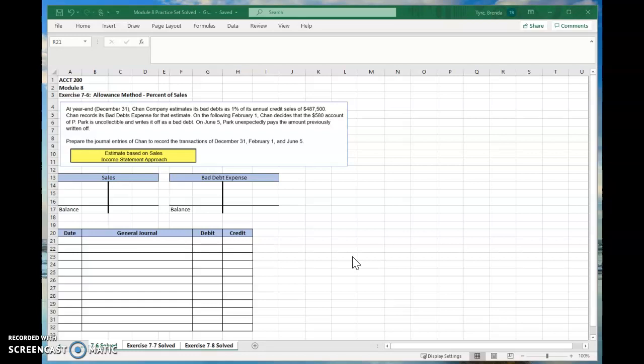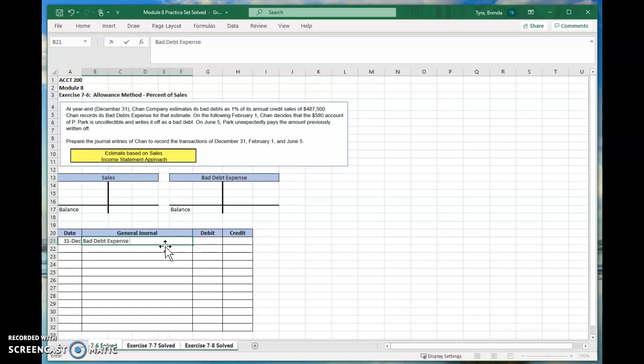At the year end, Chen Company estimated its bad debts at 1% of its annual credit sales of $487,500. They record that as their estimate. So let's take a look at what we are going to do here. We know that we're going to make an entry on December 31st, their year end, and we are going to call this bad debt expense.